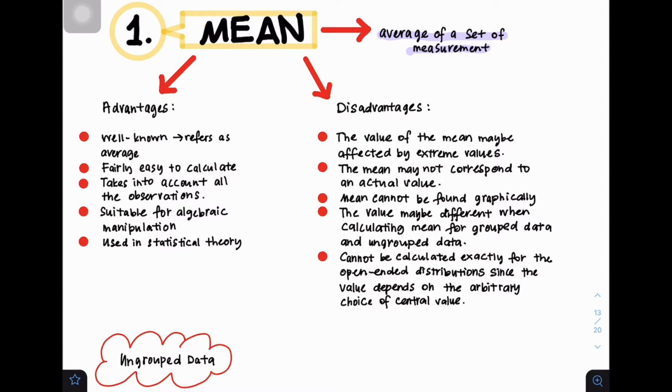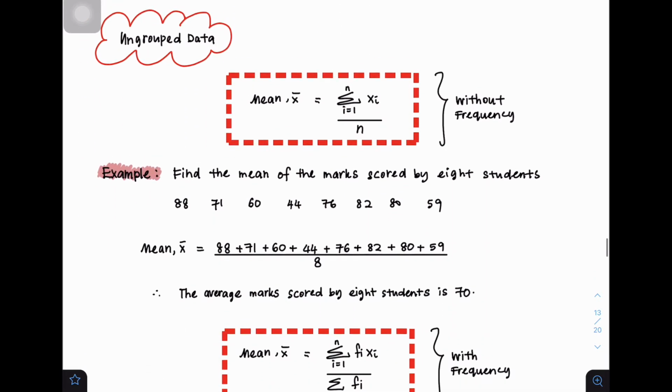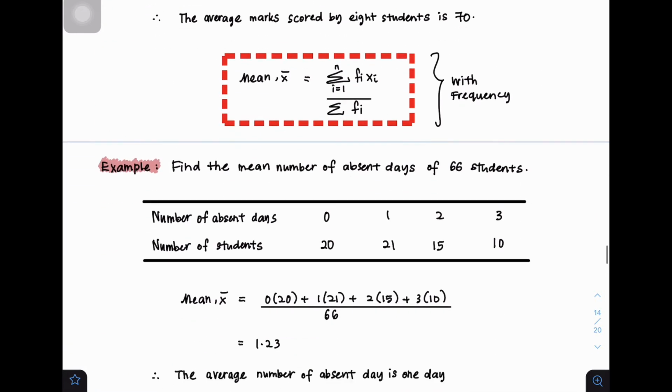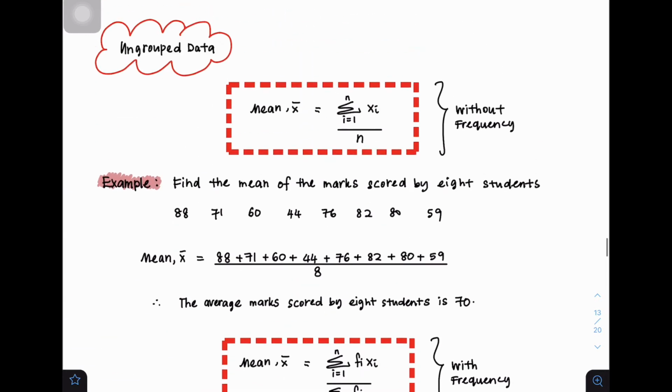So now we want to see how can we calculate the mean for ungroup data and group data. So first we go to ungroup data. Maksudnya data-data yang tak ada group lah, yang tak digroupkan. Okay, macam mana awak nak tahu data tu digroupkan ke tak digroupkan? Kalau digroupkan, dia macam ni lah. Maksudnya number of absent day kosong, 20 orang. Frekuensi dia digroupkan. Number of absent day 1, 21 orang. Kejap lagi saya tunjuk kalau data ni tak digroupkan, dia jadi macam mana. Okay, so kita tengok dulu ungroup data.